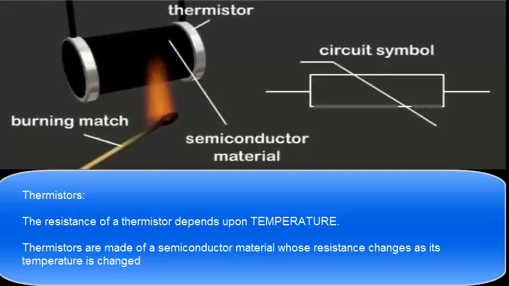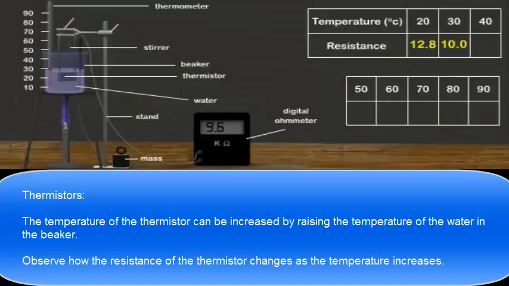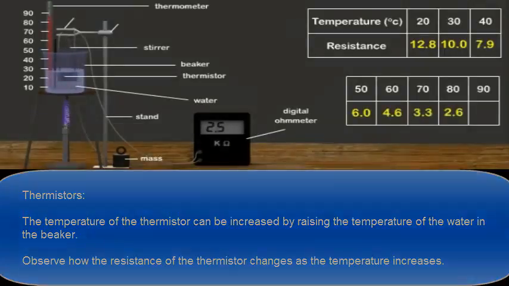Thermistors. The resistance of a thermistor depends upon temperature. Thermistors are made of a semiconductor material whose resistance changes as its temperature is changed. The temperature of the thermistor can be increased by raising the temperature of the water in the beakers. Observe how the resistance of the thermistor changes as the temperature increases.